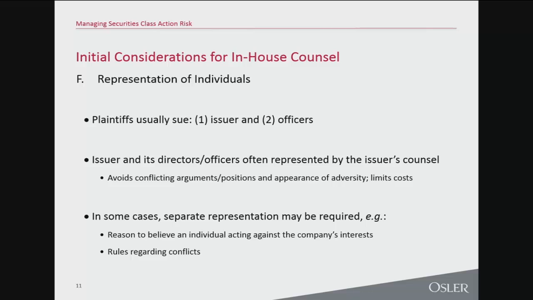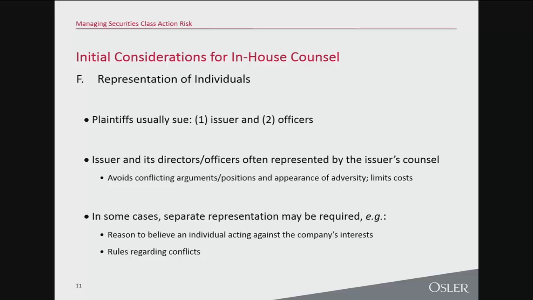Now, defense counsel and the issuer usually strive to have the company and its current and former directors, officers, and employees represented by company counsel. This is beneficial because it avoids the potential for multiple counsel making conflicting arguments on the same motion, or multiple motions that would be contrary to everyone's interest. And it avoids the appearance of potential adversity between the company and any individual director and officer, and it can also obviously cut down on costs.